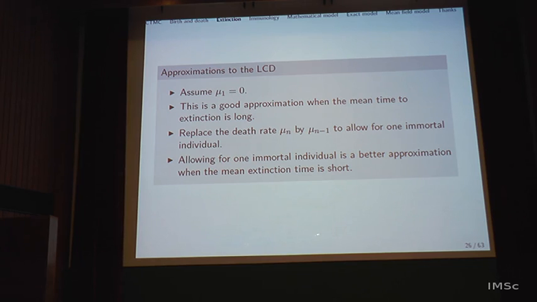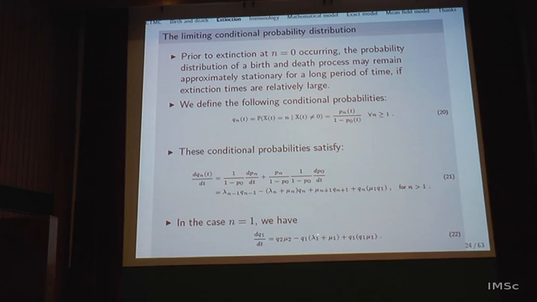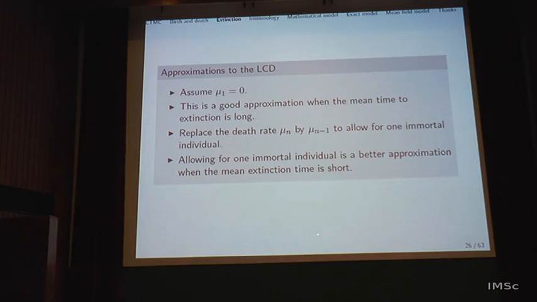And of course, setting mu1 to 0 in the previous equations already tells you that that term isn't there. So that will just take care of the nonlinear term. You just get rid of it. And of course, this is a good approximation when the mean time to extinction is long, because if mu1 is 0, in a way, you never get to 0.